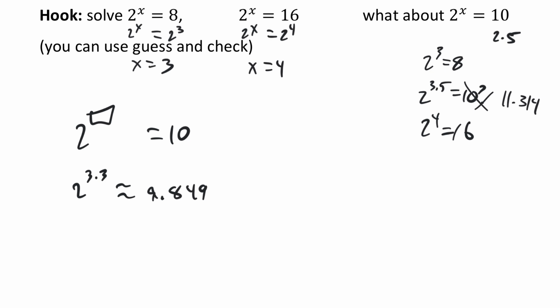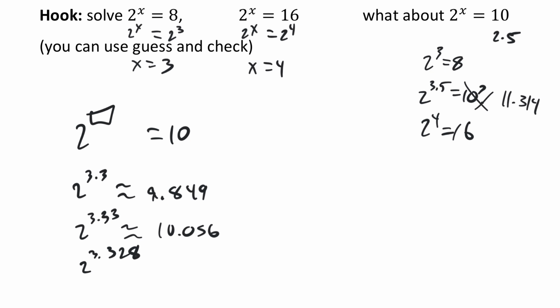We could just kind of, like we said, guess and check here. 3.4, 3.3 maybe. We can keep adjusting that power. Ooh, 2 to the 3.33 looks pretty good. That's approximately 10.056. If we go slightly lower, 2 to the 3.28, 3.27, 3.26.